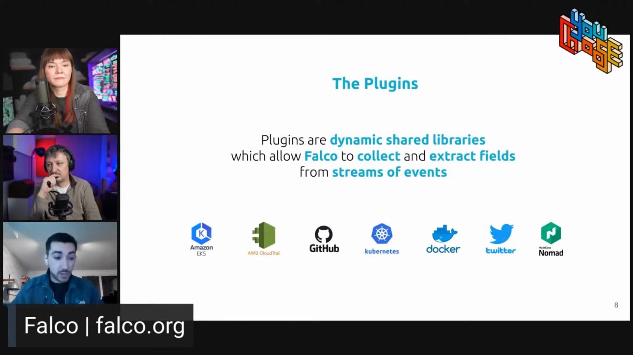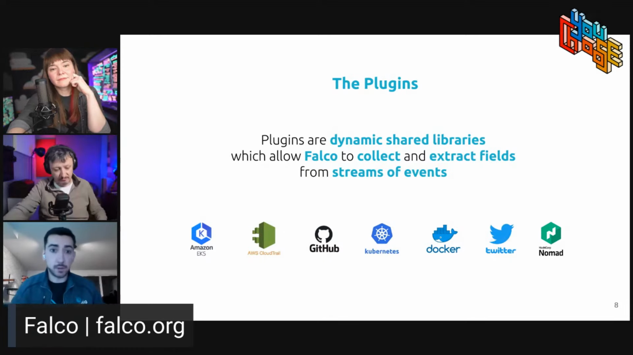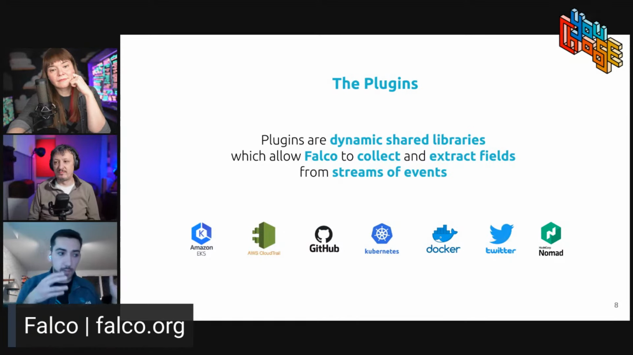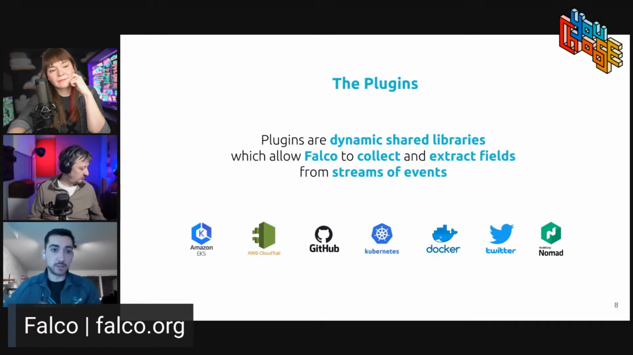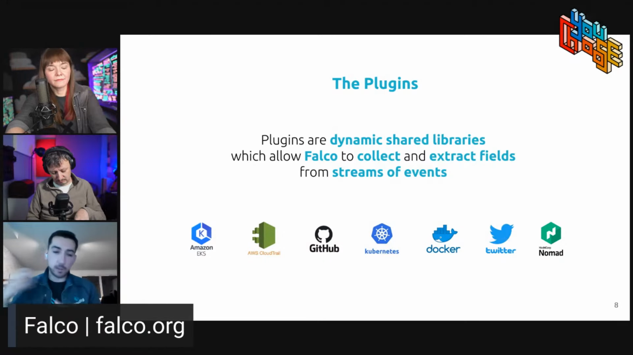And we are not only scoped to syscalls anymore. Falco comes now with a plugin system. Basically, if you have events, you can send these events to Falco, and Falco will apply rules over them. So right now we have plugins to collect the audit logs from Kubernetes, the Kubernetes control plane. We have a plugin to collect the CloudTrail logs. Nomad, we are working on that with HashiCorp and others.